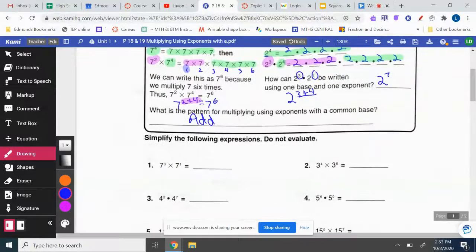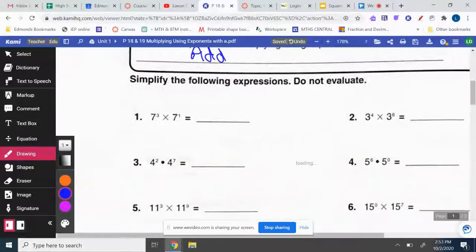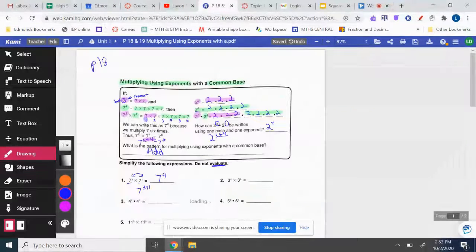So they say over here, do not evaluate. They just want you to simplify. So notice I have the same base. So that means I add these two numbers. So it's going to be 7 to the third plus the 1 gives me 7 to the 4th. And I forgot to mention we are doing only evens today.